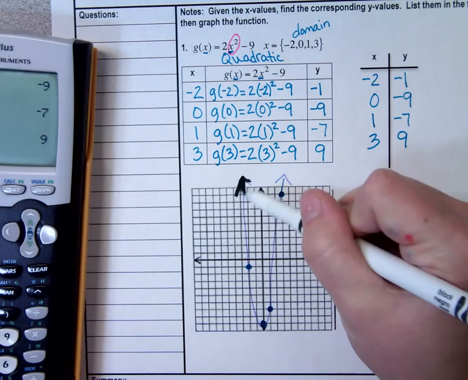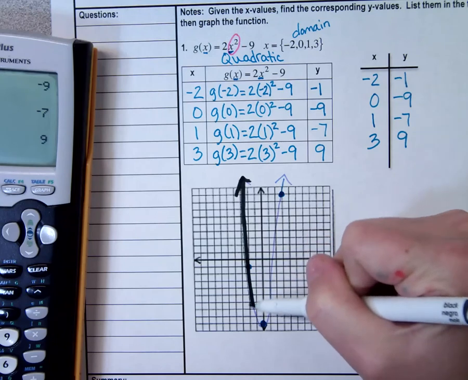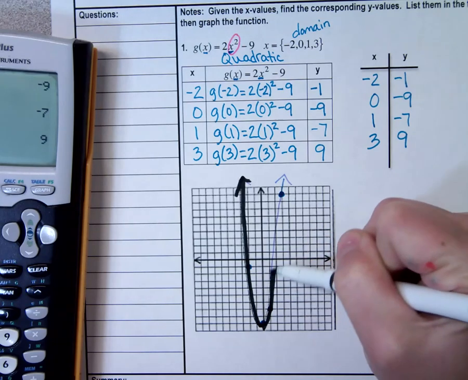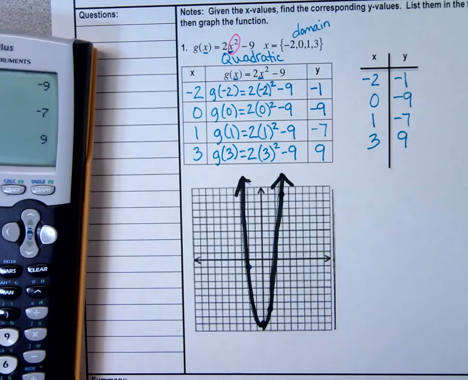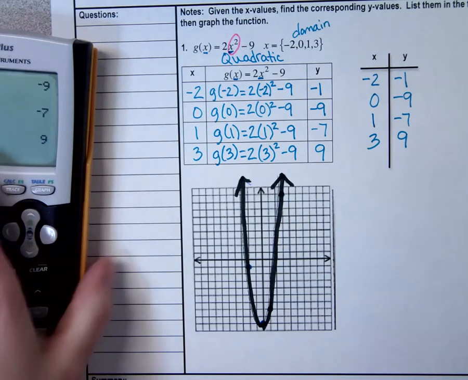My purple didn't work so good. So just trying to make it U-shaped. It should look something like that. And there is our quadratic function.